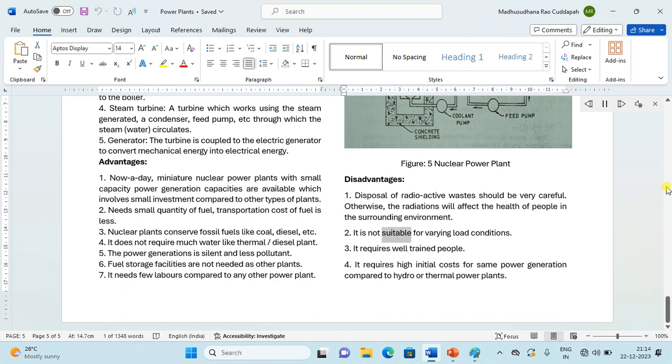2. It is not suitable for varying load conditions. 3. It requires well-trained people. 4. It requires high initial costs for same power generation compared to hydro or thermal power plants.